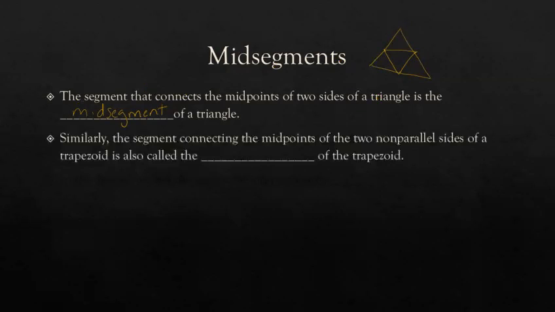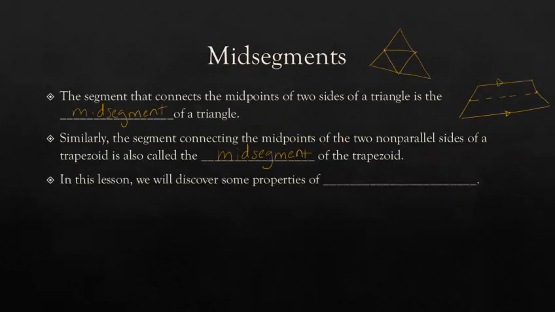Similarly, the segment connecting the midpoints of the two non-parallel sides of a trapezoid is also called the midsegment. So in a trapezoid, these are the parallel sides. So the midpoints of the non-parallel sides, and when we connect those, that's the midsegment of the trapezoid. In this lesson, we will discover some properties of, you guessed it, midsegments.